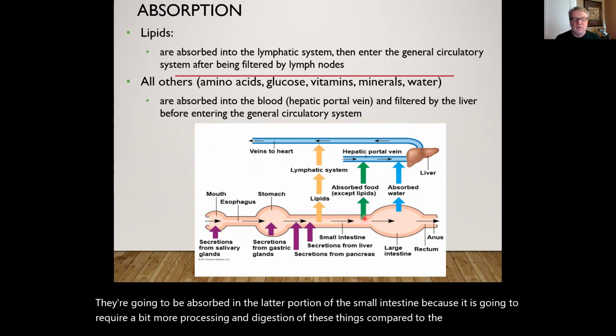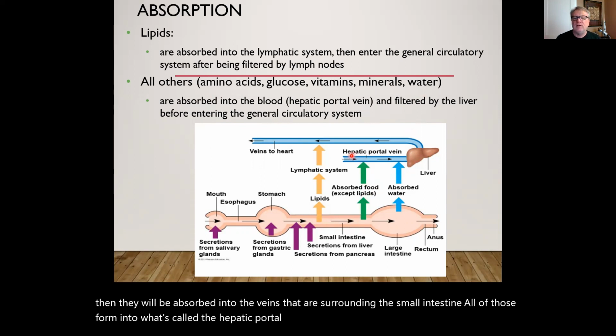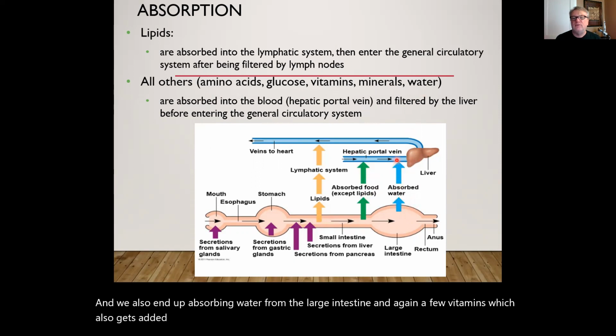And so then they will be absorbed into the veins that are surrounding the small intestine. All of those form what's called the hepatic portal vein, which carries the blood from the small intestine to the liver. And we also end up absorbing water from the large intestine, and again, a few vitamins, which also gets added to the hepatic portal vein.